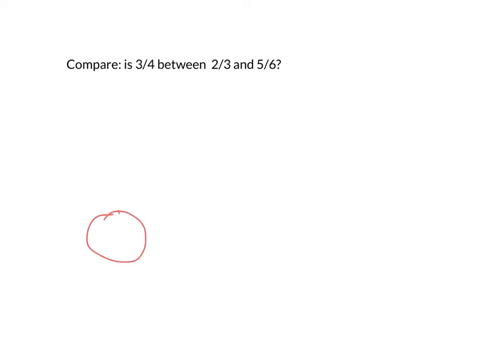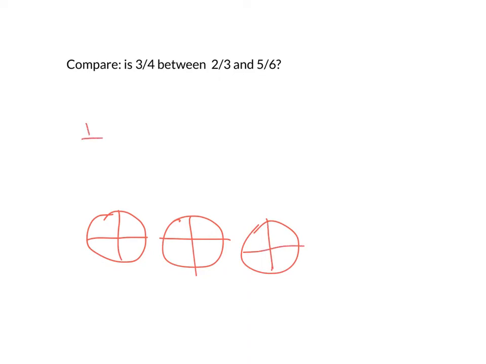Let's say that we have a pizza that's cut into fourths, okay? And all of these pizzas, let's assume they're the same size. If I said something like is 1/4 between 2/4 and 3/4. Okay. Now, if you look at this, 1/4 is less than 2/4, and it's also less than 3/4. And so this amount is not between 2/4 and 3/4. It's clearly not between them.